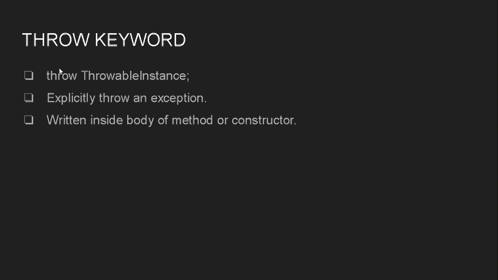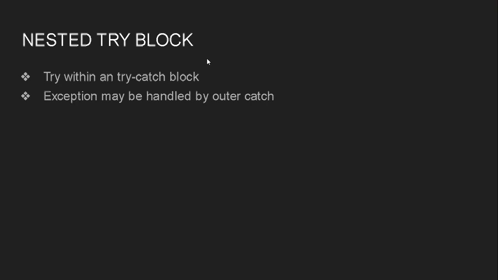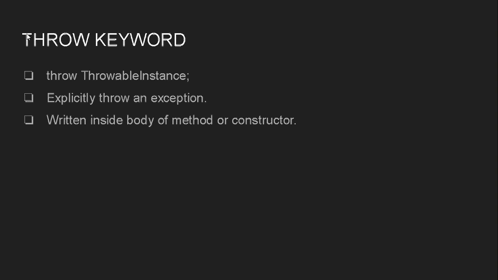Then after that we have the throw keyword. Now we are coming to something different. Till now we have seen how to handle particular exceptions using the try block or catch block. But now we are going to manually, or explicitly, throw an exception. For that purpose we are going to use the throw keyword. This is used for explicitly throwing an exception, and this particular statement is written either inside the body of a method or a constructor. That is where we are going to use this, obviously.